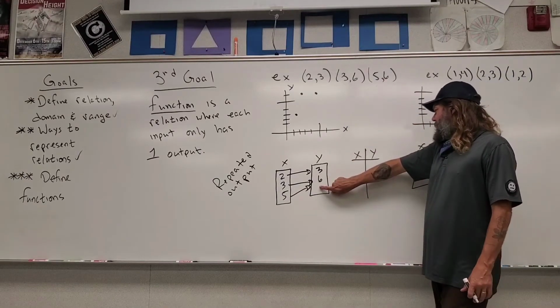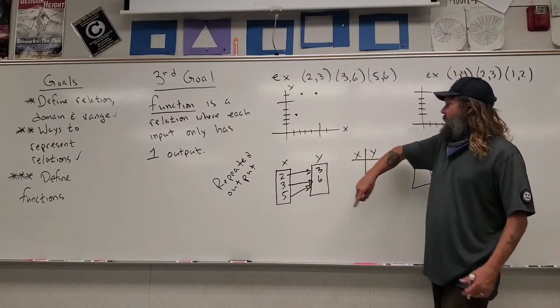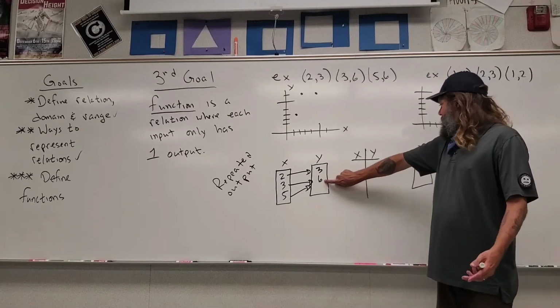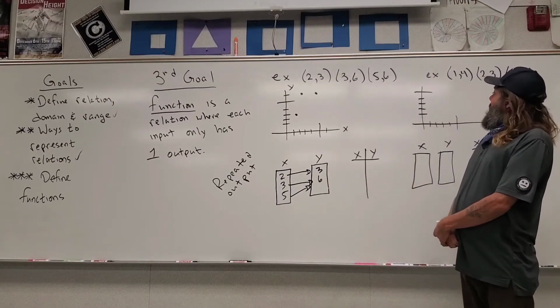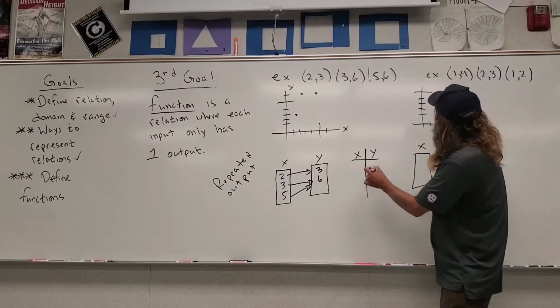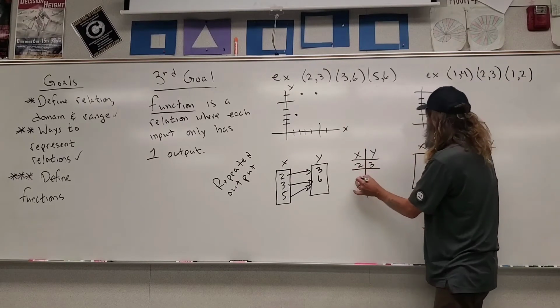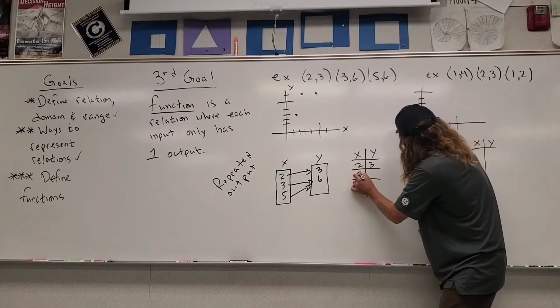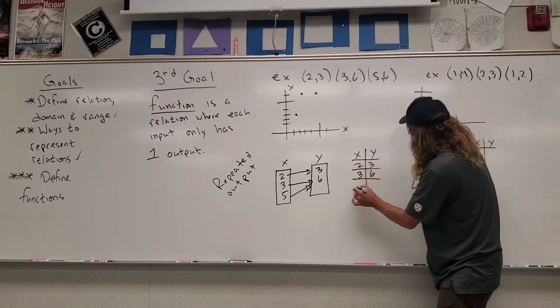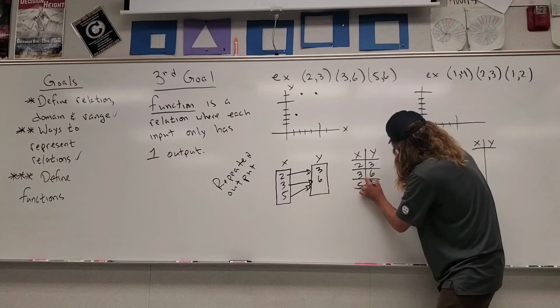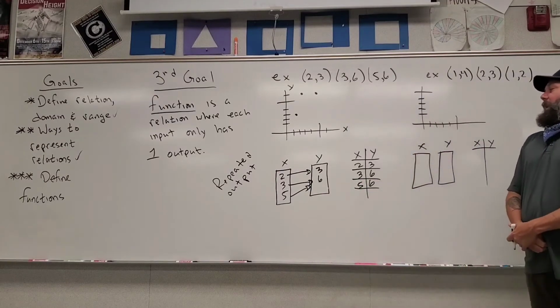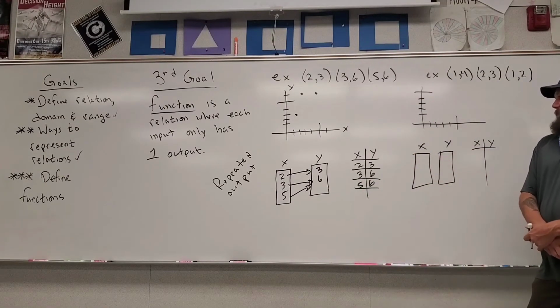But again, you're not wrong if you put the second 6 down there. It's just that we tend to see it written once. And finally, I'll write it as a table. 2 goes to 3. 3 goes to 6. I've got to learn my numbers. And 5 goes to 6. And again, it's okay if the output repeats.